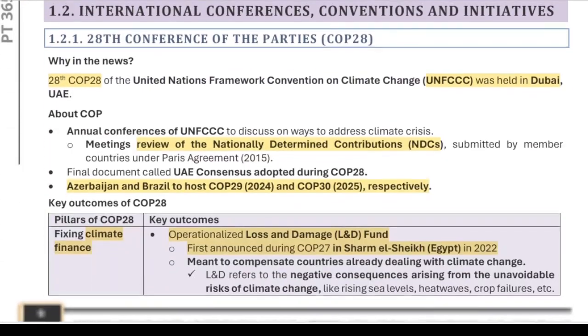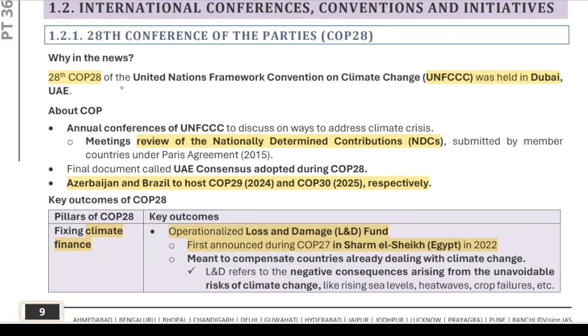Now moving to the international conferences. The basic issue is that global warming is happening, so there must be some effort to control this. So the global players or global governments have formed the UNFCCC for dealing with global warming. This body deals with global warming issues.